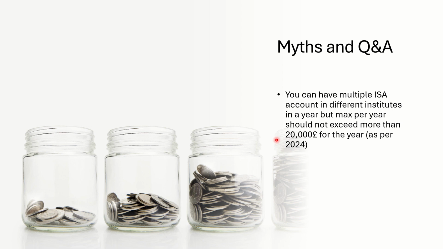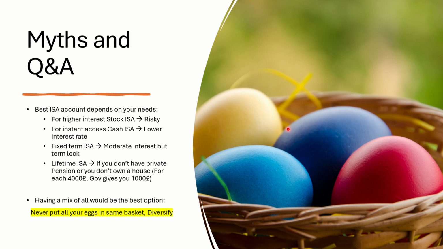cumulative, spread across them. Maybe 3,000 you put in an HSBC ISA account, 4,000 in Barclays, and the rest, which would be 13,000, you can put in Trading 212. But you cannot exceed 20,000 per year for one person. If the husband has done this, the wife can have her own 20,000 allowance. The next question: which one is the best ISA account?